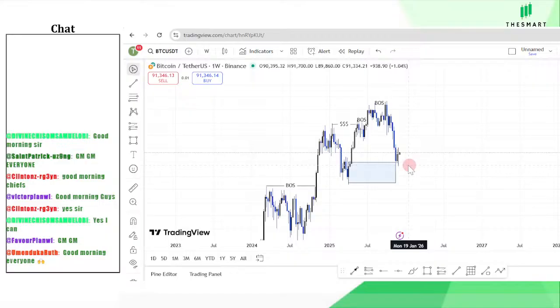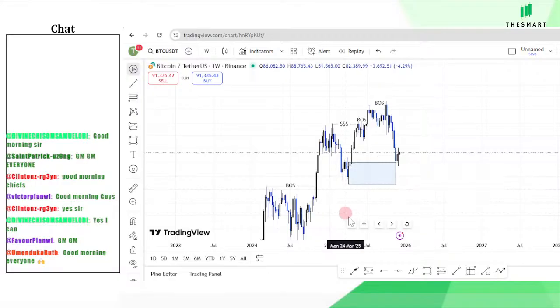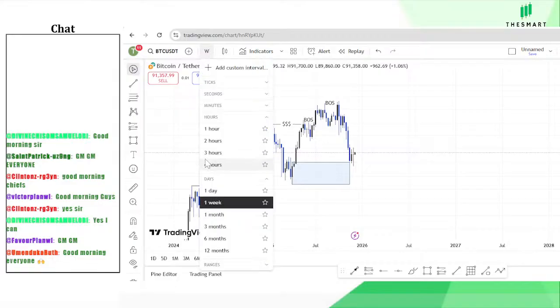So what are we to expect? Since price has tapped into this weekly demand level, we will have to step down to the lower time frame to look at the price from a smaller time frame to get a better trading idea. So on the weekly, this is what we have. So let's step down to the daily time frame now.